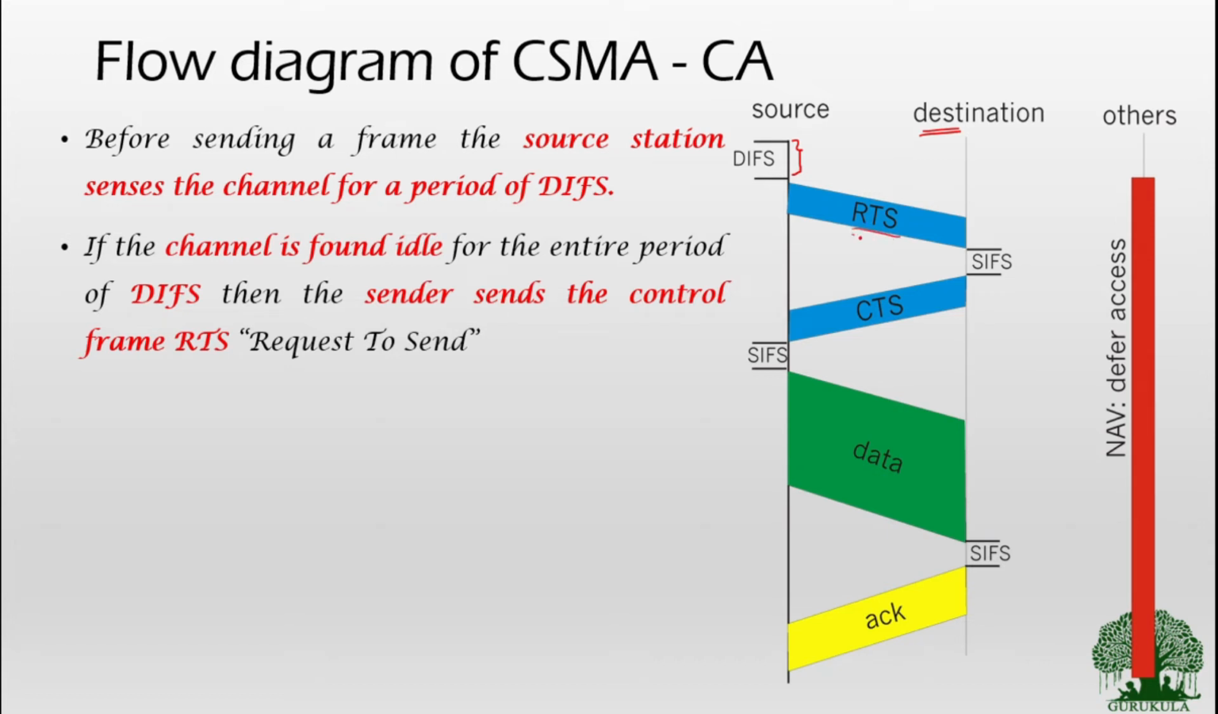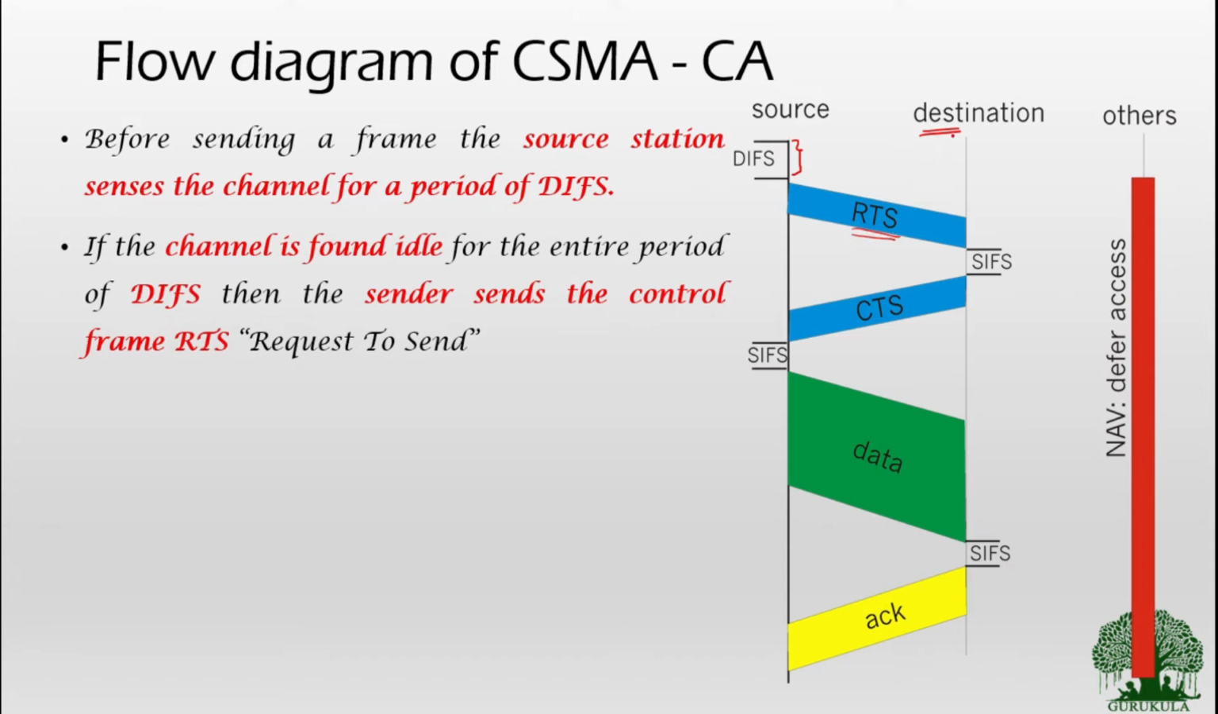And if the channel is found to be idle, then the sender sends a control frame, which we call RTS. RTS is nothing but request to send. This request to send signal is the source asking the destination, I have some data to transmit, can I send it now? So that is a request which is sent from the source side to the destination side.